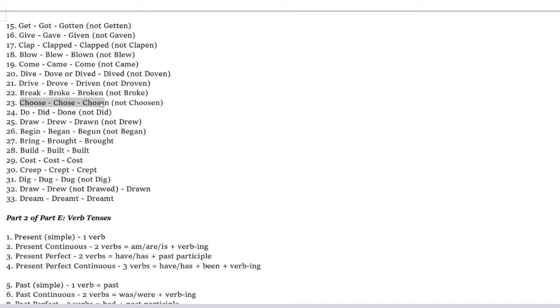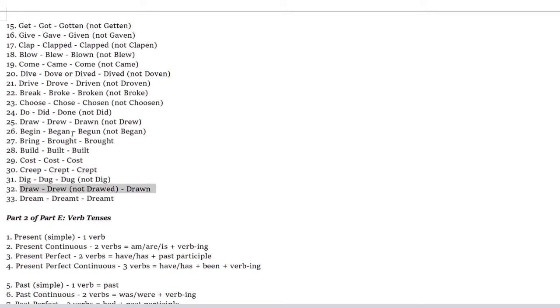Choose, chose, chosen. Do, did, done. Draw, drew, drawn. Begin, began, begun. Bring, brought, brought. Build, built, built. Cost, cost, cost. Creep, crept, crept. Dig, dug, dug.